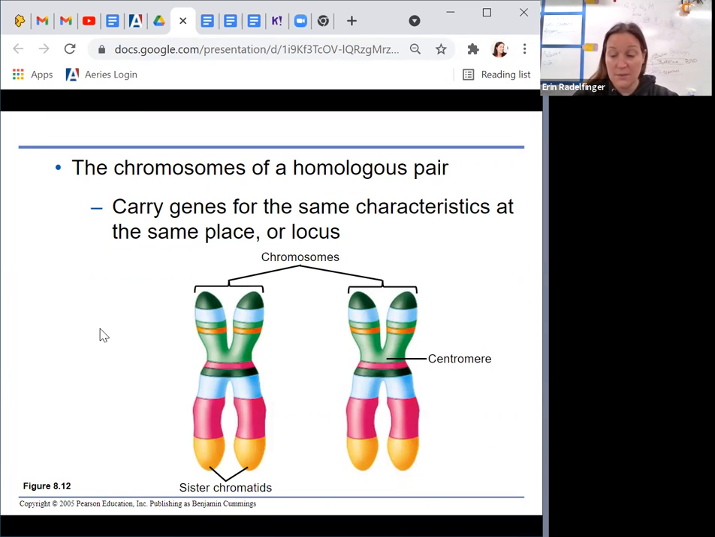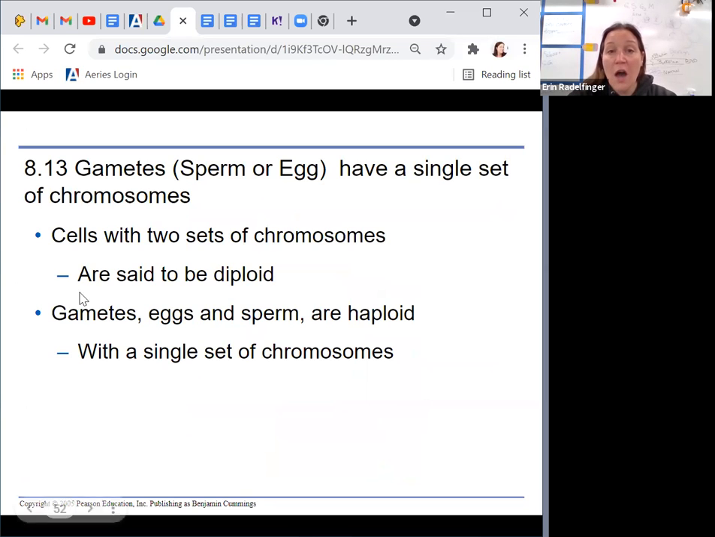And so we can see these duplicated chromosomes that we now call sister chromatids matched up to each other as homologous pairs. So when we talk about gametes, which are sperm and egg, we have to remember they only have one set of DNA, or half of our chromosomes. And so we have to remember that all somatic cells have two sets of chromosomes, and we call them diploid, or di, which means two. Gametes, on the other hand, are haploid or have half the DNA. And so they only have one set of chromosomes.